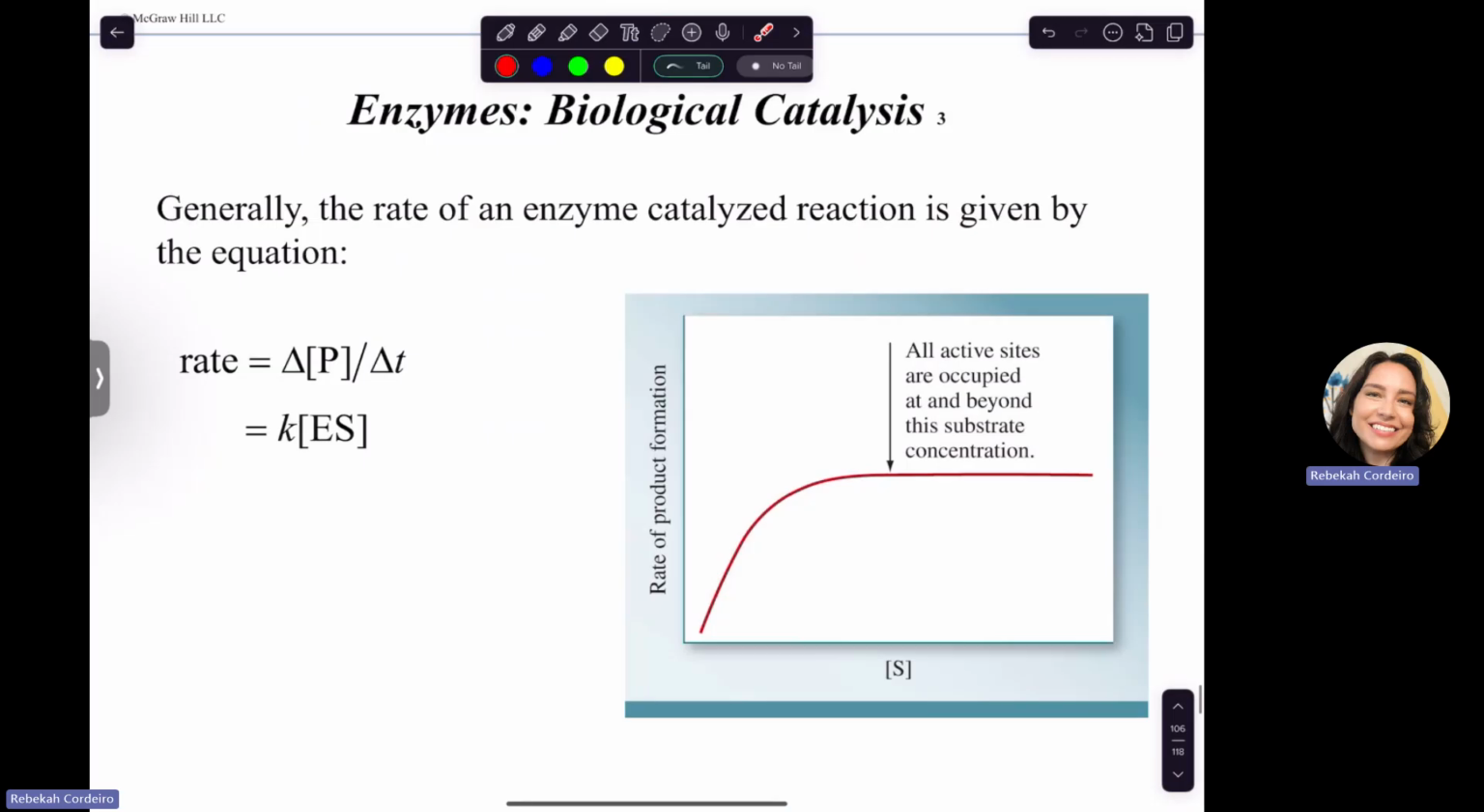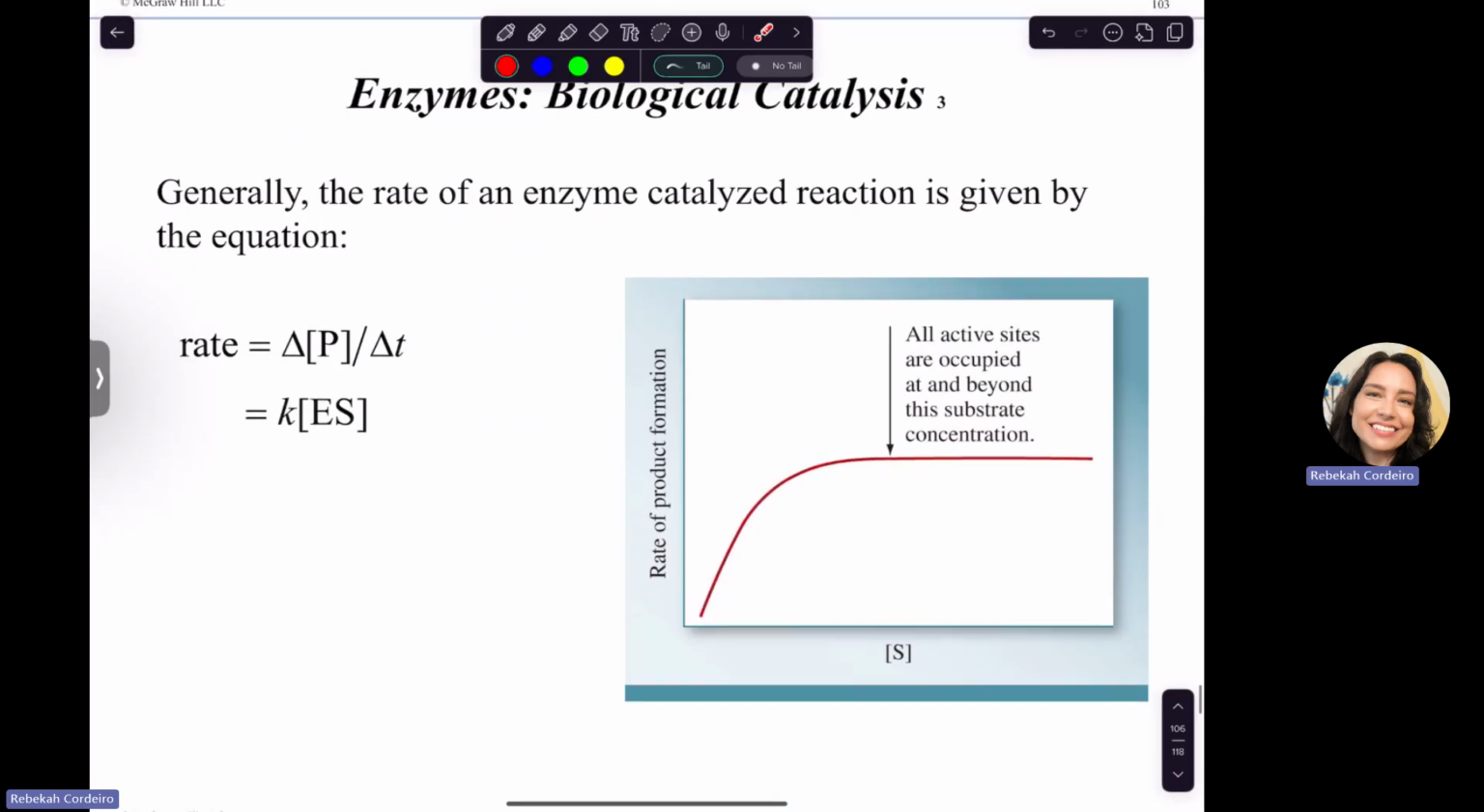I don't think you'll need this equation, and I don't think it's on your student learning objectives for this chapter, but just in case. The rate is always dependent on the enzyme substrate complex.